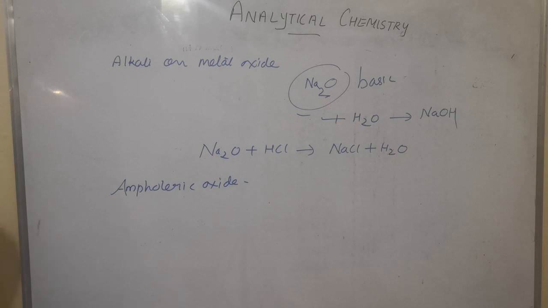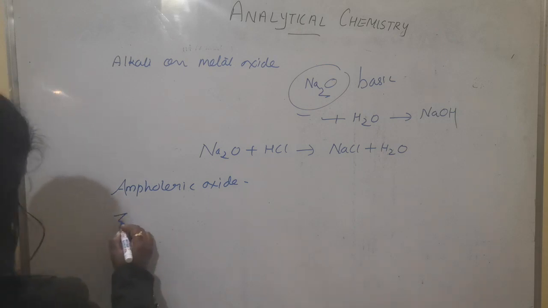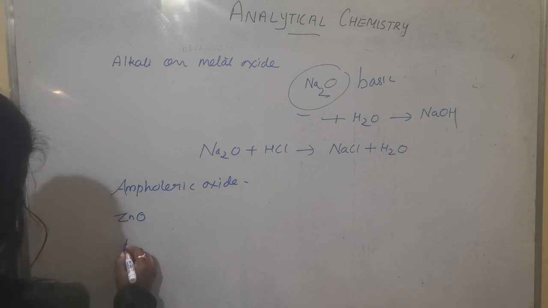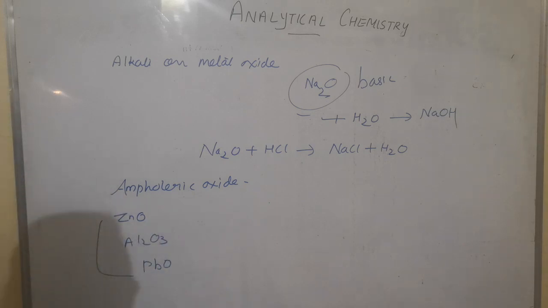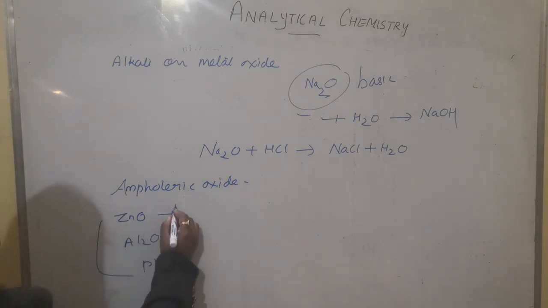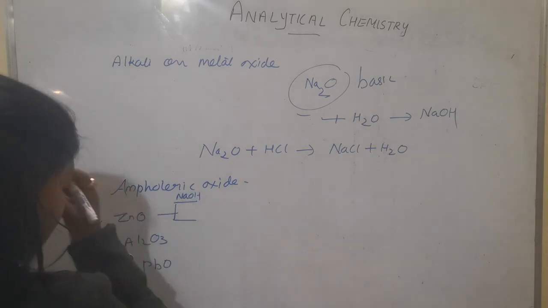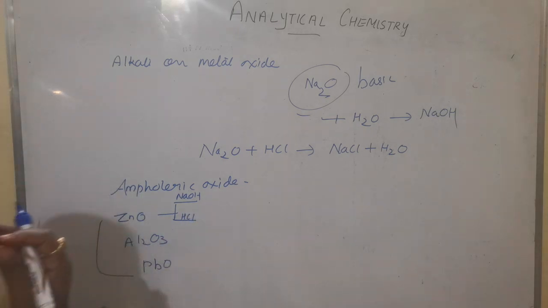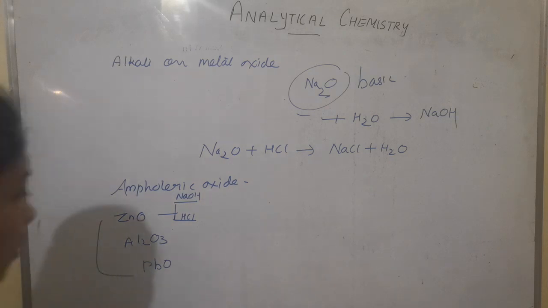So some examples of amphoteric oxide: zinc oxide, aluminium oxide, lead oxide. So these three are of amphoteric nature, means they react with both a base and an acid, and produce salt and water.